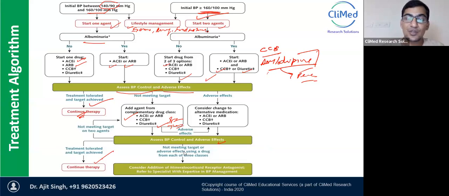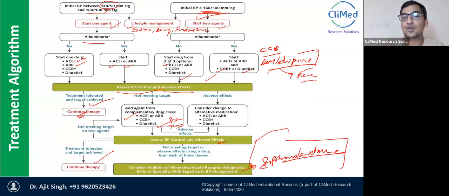In that case we are going for mineralocorticoid receptors for sure, that is spironolactone. So add spironolactone for sure. Spironolactone is very important to add at that time, right? So this is the major algorithm to treat hypertension. That's how we treat hypertension.